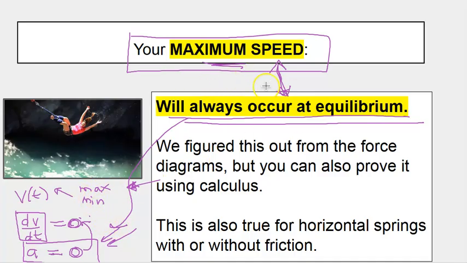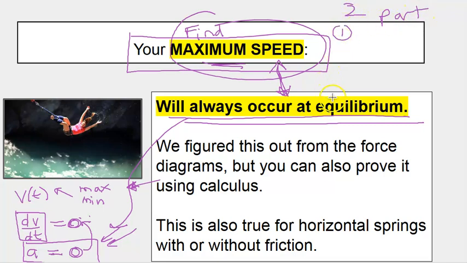Okay, that is really important. Some of the AP problems and some of my problems on the test, you need to know this. This is a fact. This is a concept. The problem may not say, find equilibrium, explain why that's the maximum speed. It may just say, find the maximum speed. And that is a two-part problem.